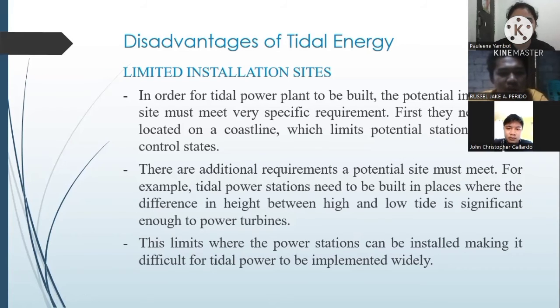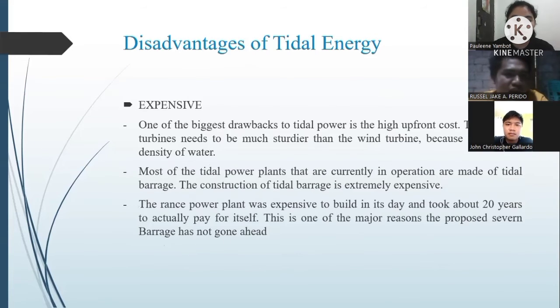For example, tidal power stations need to be built in a place where the difference in height between high and low tide is significant enough to power turbines. This limits where the power stations can be installed, making it difficult for tidal power to be implemented widely. Yun lang naman, isa itong limited lang na pinapatayo. Kasi nga, next slide, yung expensive nga, expensive.